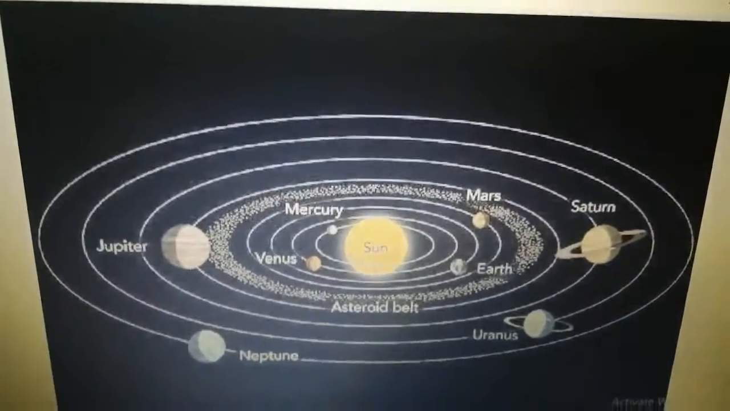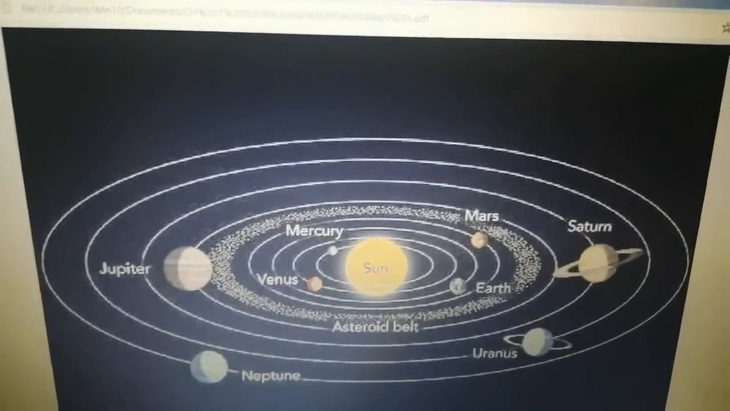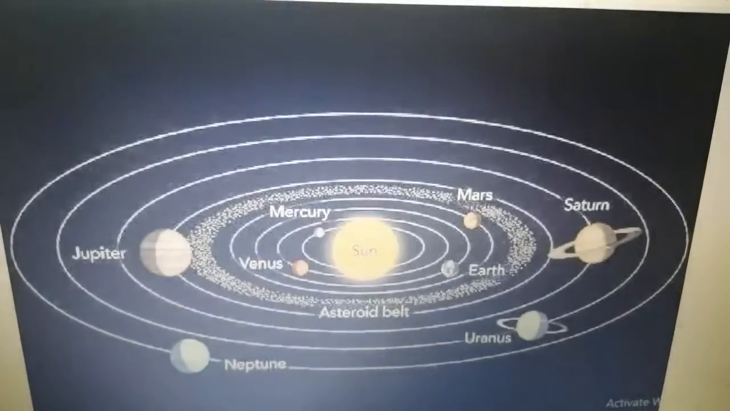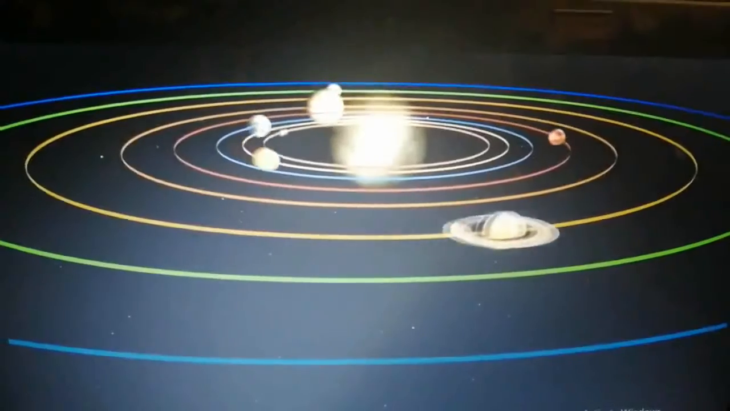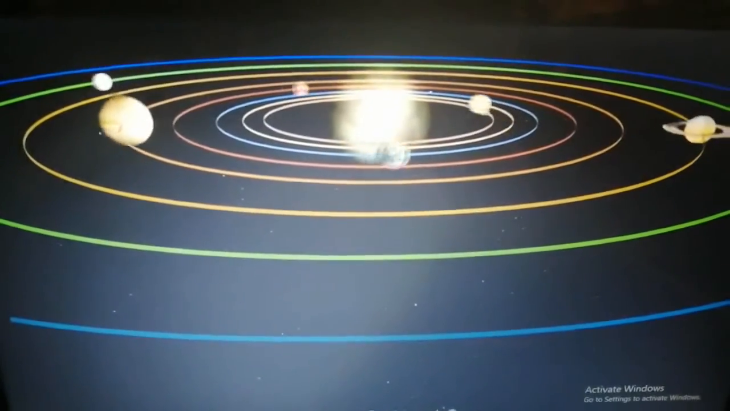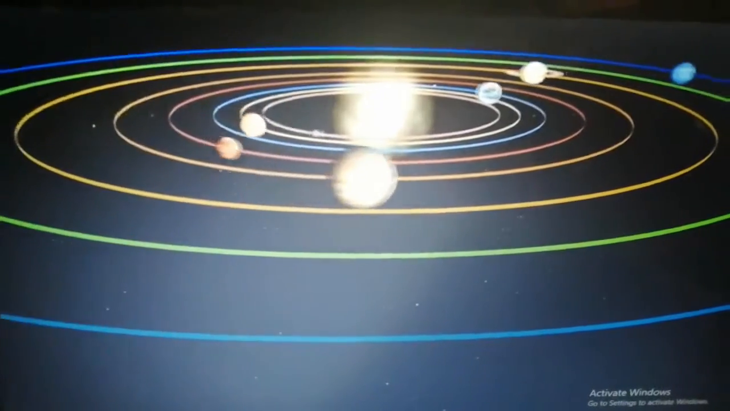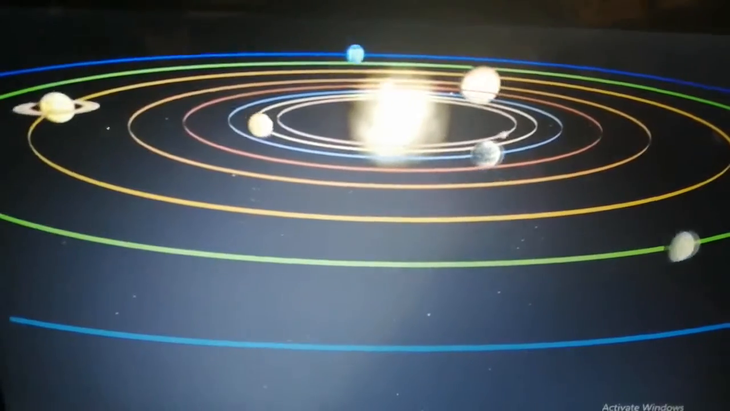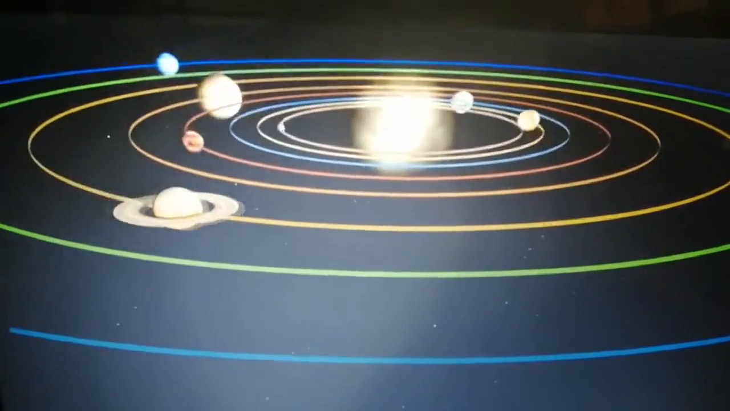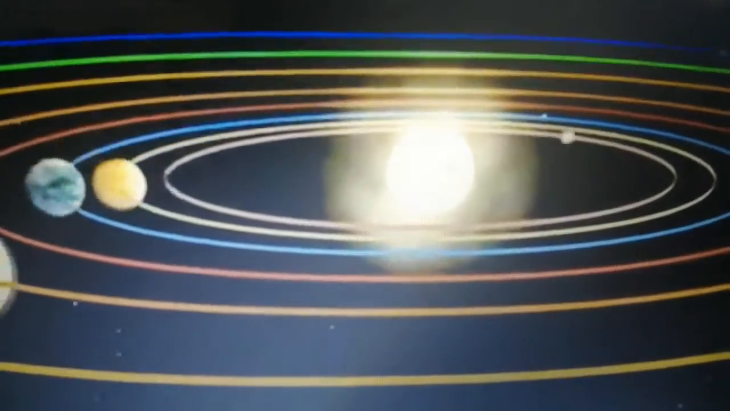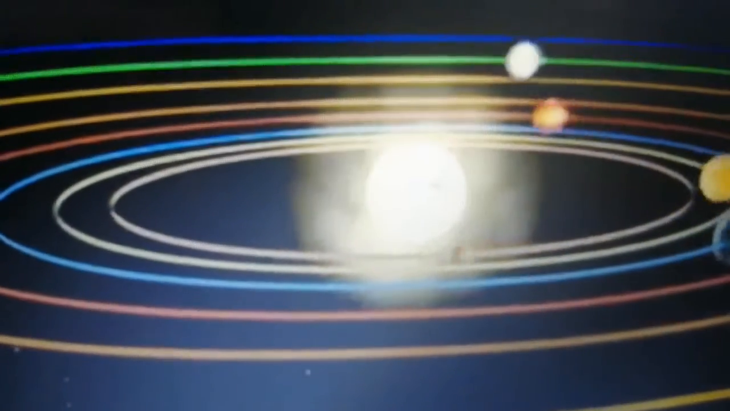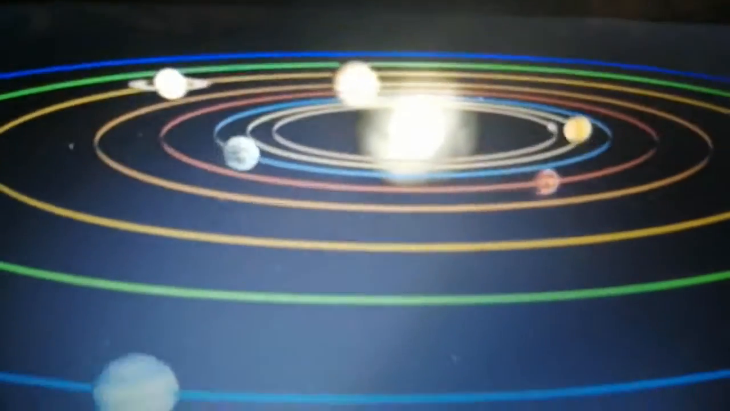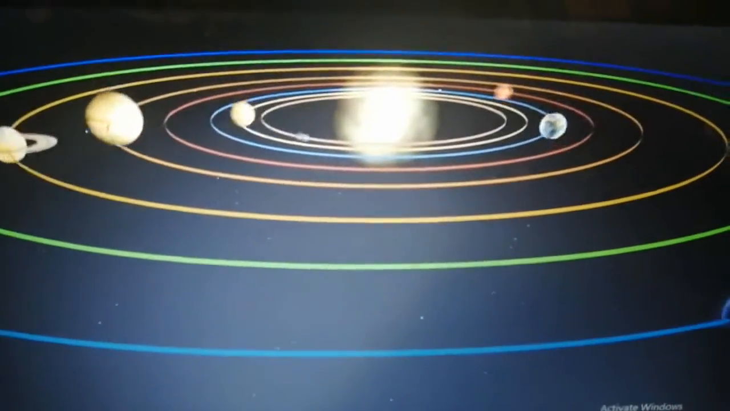Now let's look at a video so that you'll get more clarity regarding the movement of planets around the sun. Okay, so this is the video and you can see all the planets are moving around the sun. Yes, but if you observe closely, you'll see that the planets which are closer to the sun are moving around the sun very fast. Yes, and the ones which are far are moving slowly.